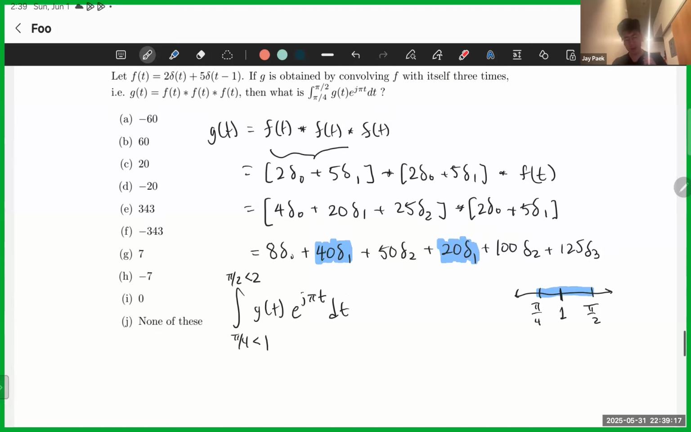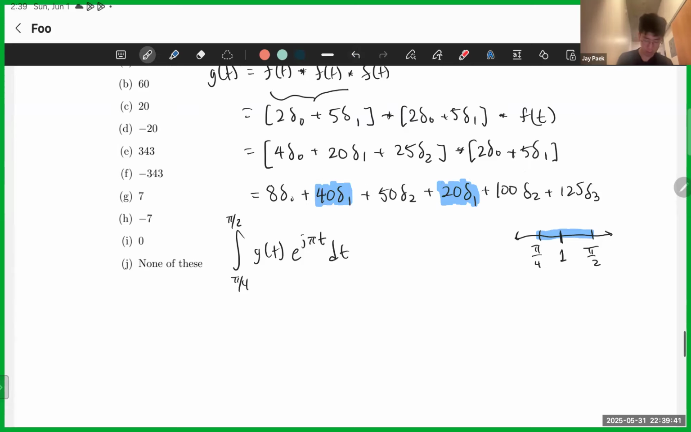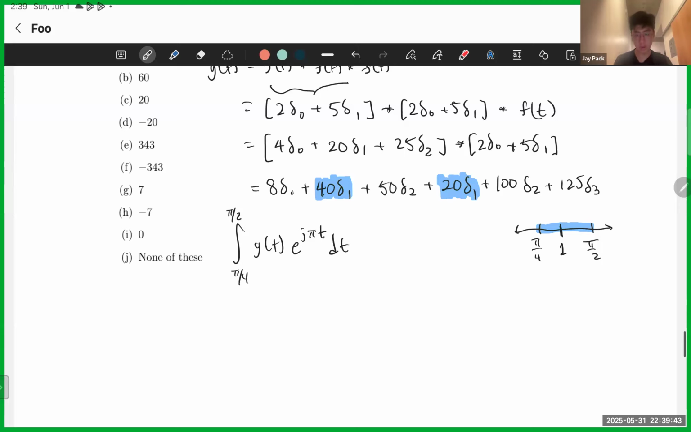I hope it's really clear that when you integrate over delta functions, you only care about which one falls into the interval of integration. And since we're integrating from pi over 4 to pi over 2, the only thing we care about is this one and this one that falls into that interval. And everything else goes to 0.